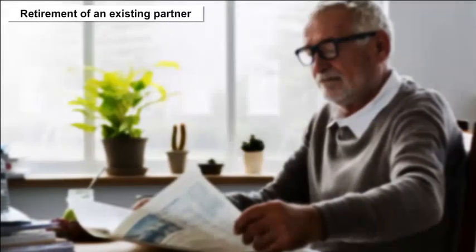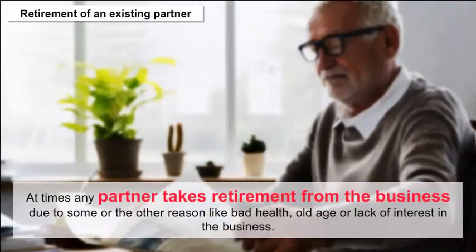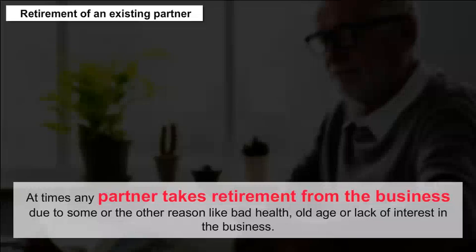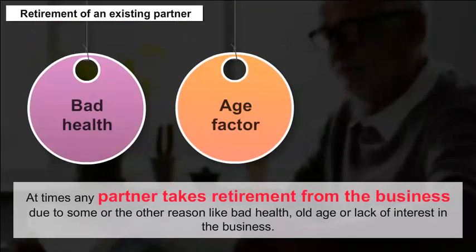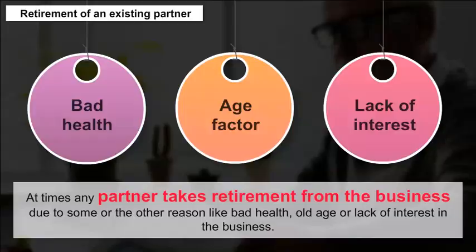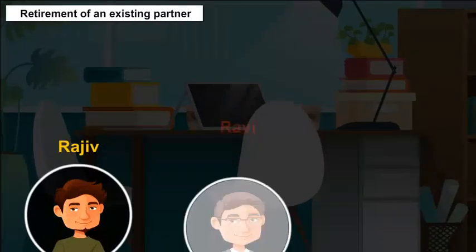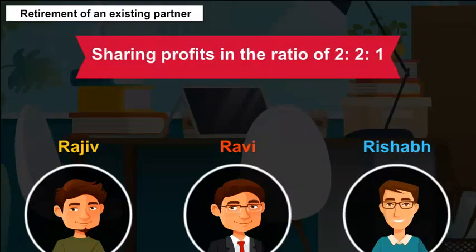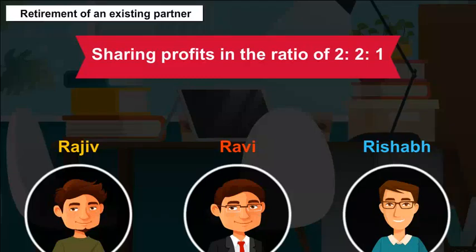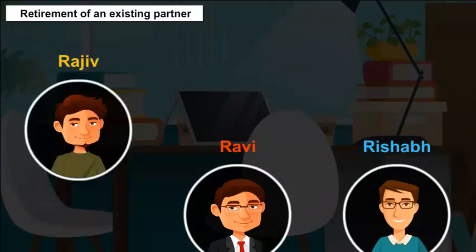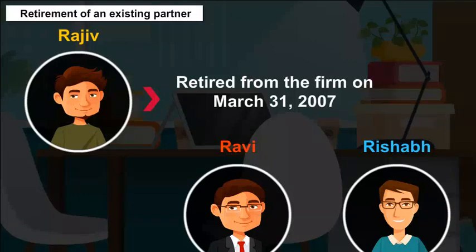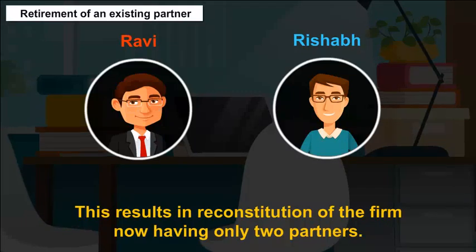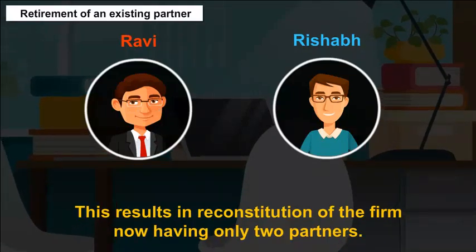Retirement of an existing partner. At times, any partner takes retirement from the business due to some reason like bad health, old age or lack of interest in the business. For example, Rajiv, Ravi and Rishabh are partners in the firm sharing profits in the ratio of 2:2:1. On account of illness, Rajiv retired from the firm on March 31, 2007. This results in reconstitution of the firm now having only 2 partners.